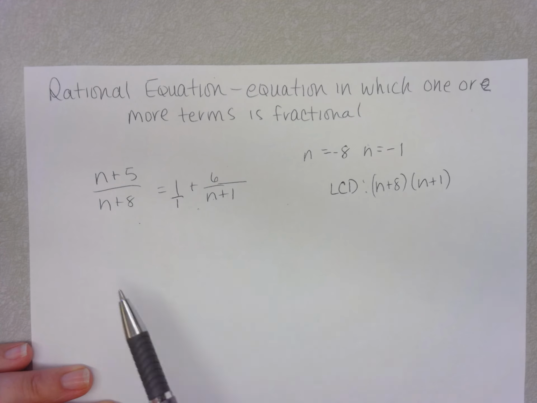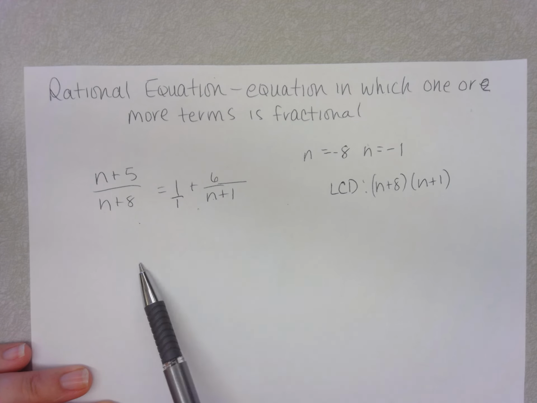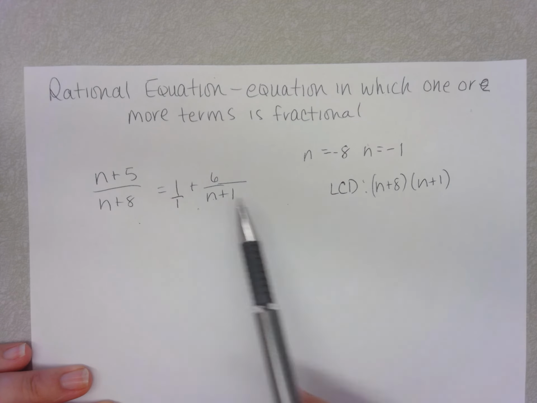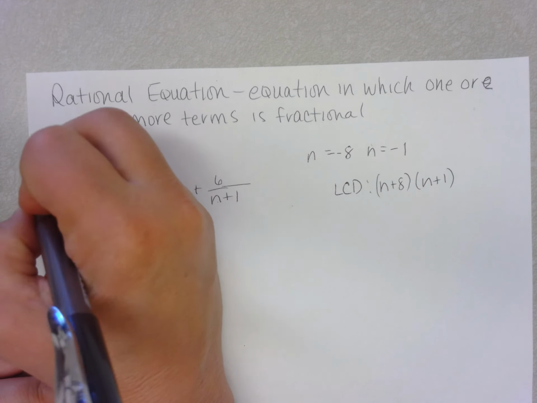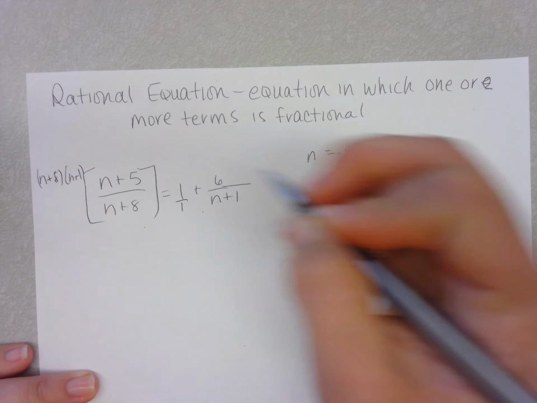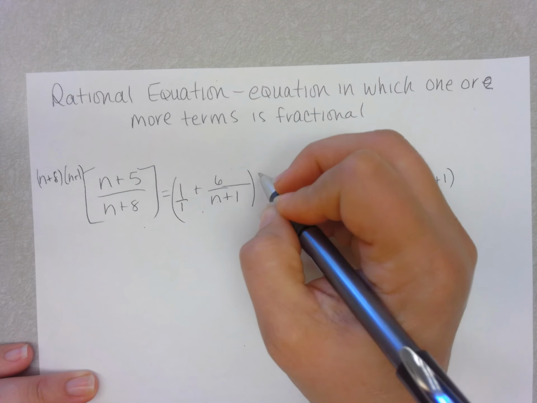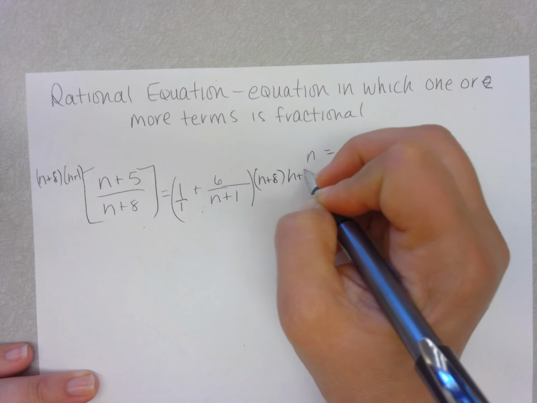So one option is to make these each have the common denominator I want and then work with the numerator. I think it might just be easier for us to multiply each one of these terms by this. Okay, so I'm going to multiply this side by n plus 8 times n plus 1, and the same over here with parentheses. So n plus 8 times n plus 1.